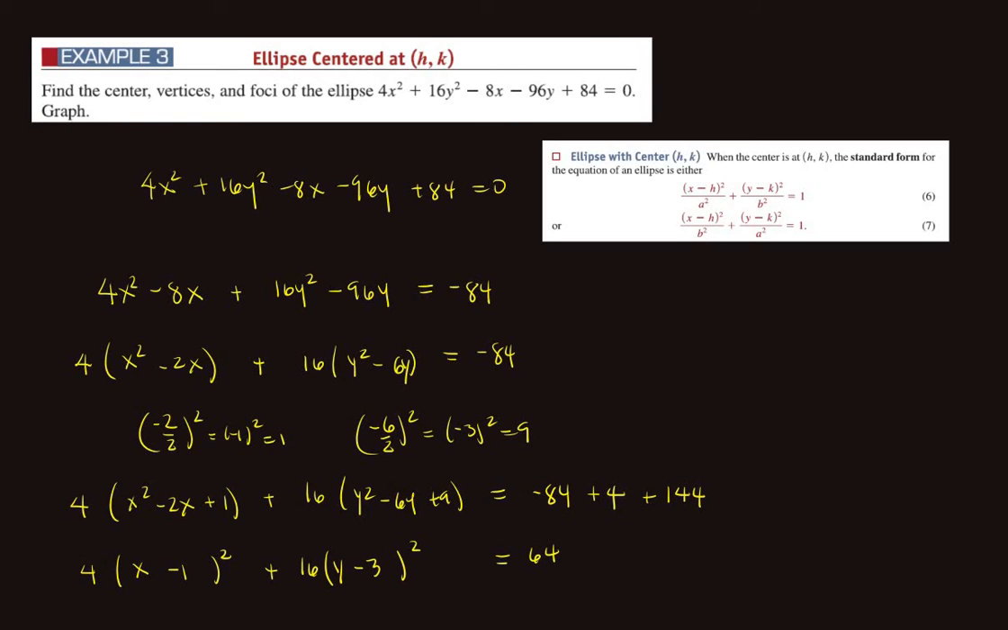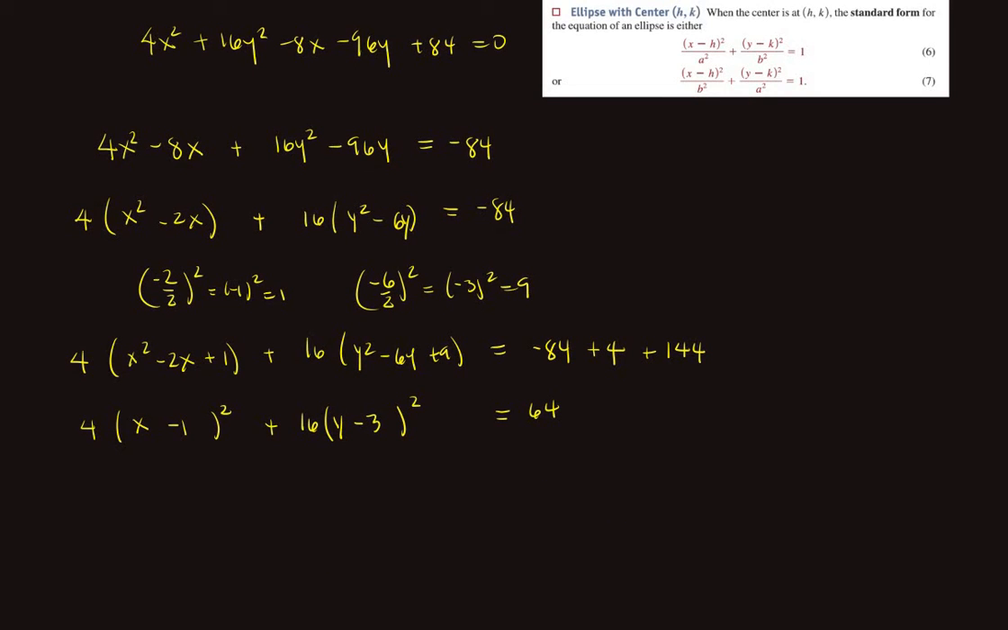Let me scroll down a little bit. But now we can see that if we divide everybody by 64, because remember, the equation of an ellipse is equal to 1, we divide here by 64, and here by 64, and here obviously by 64. We will then have (x minus 1) squared divided by 16, plus (y minus 3) squared divided by 4, equals 1.